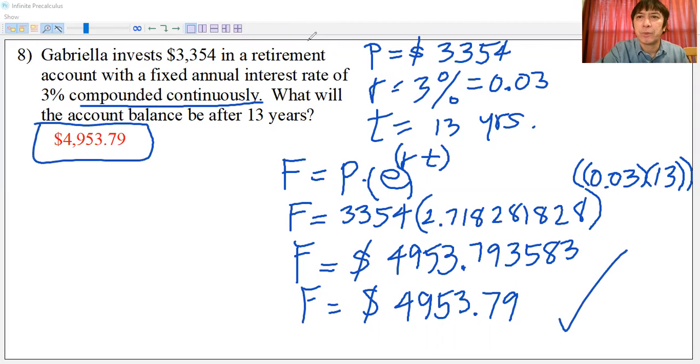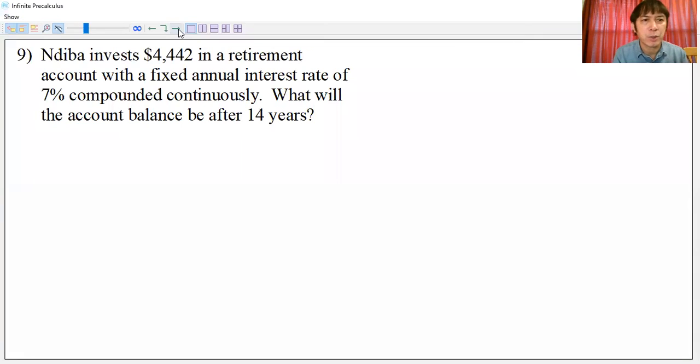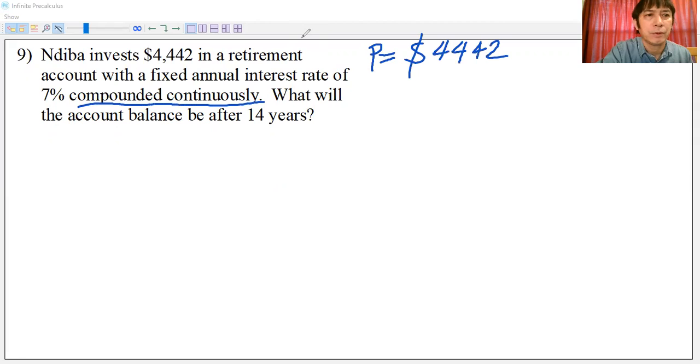Let's go to the next one, number 9. Ndiba invests 4,442 in a retirement account with a fixed annual interest rate of 7% compounded continuously. So we still have the same formula. Let's write the given first. This is 4,442. Interest rate, 7%, equivalent to 0.07. What will the account balance be after 14 years?